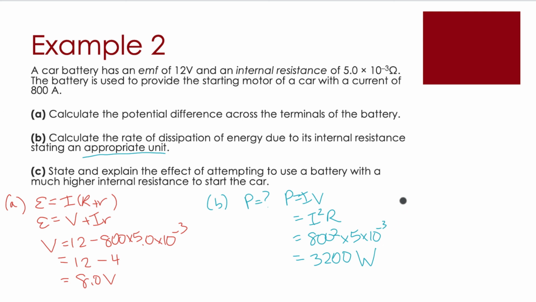And finally, part C, state and explain the effect of attempting to use a battery with a much higher internal resistance. As a side note, we tend to use lead-acid batteries to start our cars. One of the reasons why is they can supply that really high current that we're talking about in this question, but they do tend to have higher resistance, and that's why we wouldn't use a lead-acid battery with its low energy density for something like my phone or a flashlight.